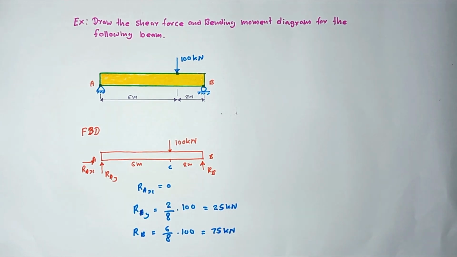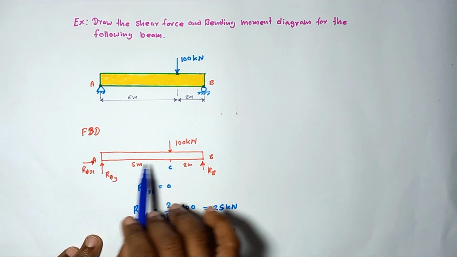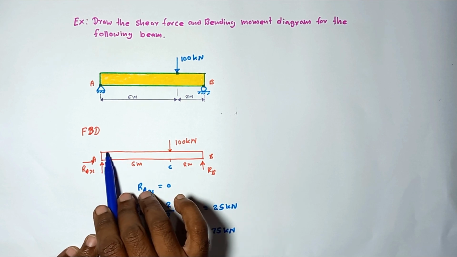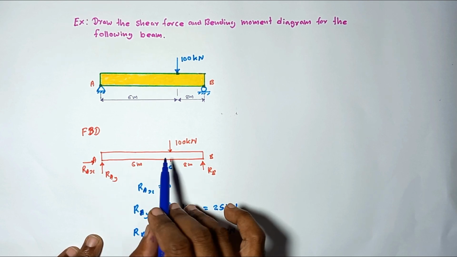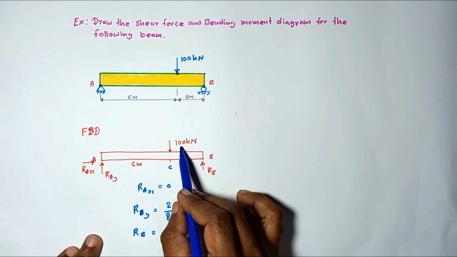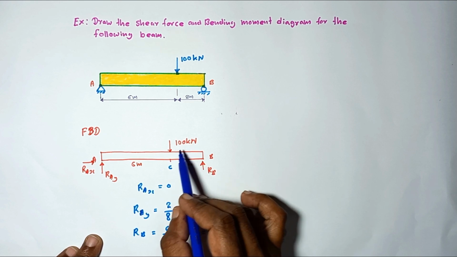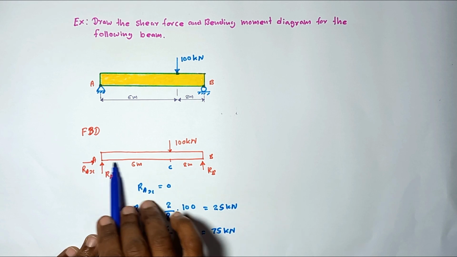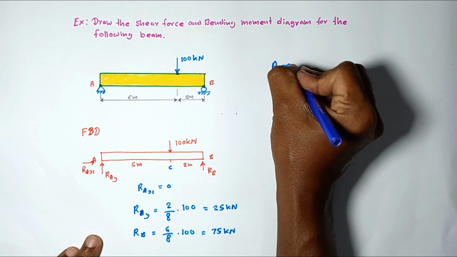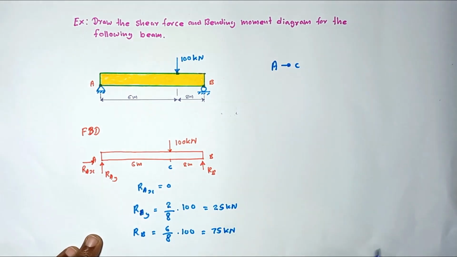Okay, so then the next step, divide the beam into segments so that the loading within each segment is continuous. If you take the A to B region, the loading is continuous. There's no loading acting on this A to C region, but at the C point it is discontinuous due to the point load of 100 kilonewton. So we have to divide this entire beam into two segments, A to C and C to B.